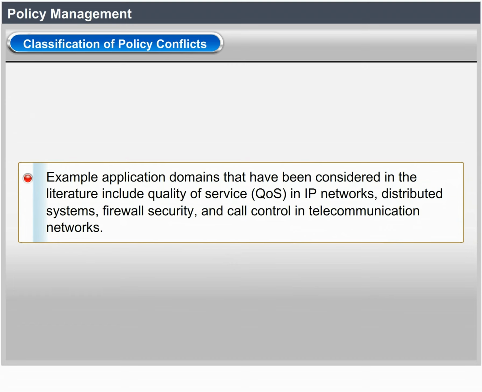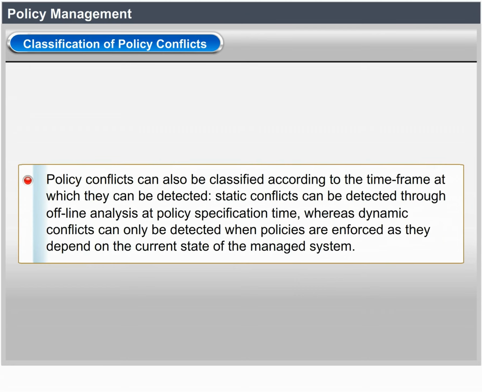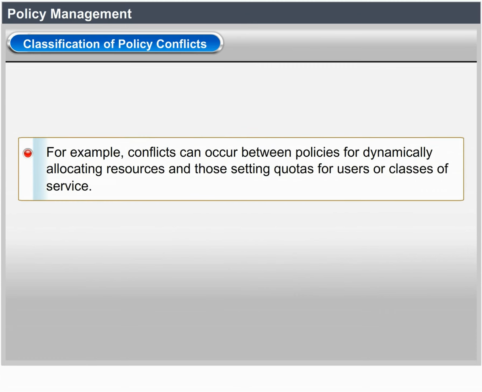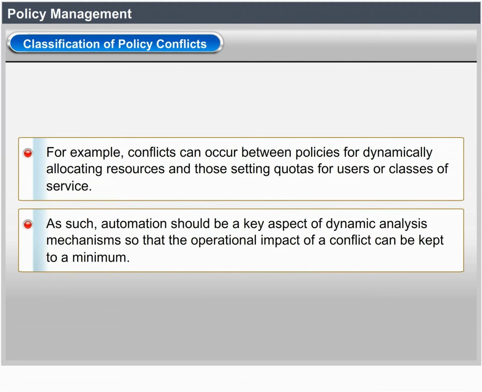Policy conflicts can also be classified according to the time frame at which they can be detected. Static conflicts can be detected through offline analysis at policy specification time, whereas dynamic conflicts can only be detected when policies are enforced, as they depend on the current state of the managed system. For example, conflicts can occur between policies for dynamically allocating resources and those setting quotas for users or classes of service. As such, automation should be a key aspect of dynamic analysis mechanisms so that the operational impact of a conflict can be kept to a minimum.